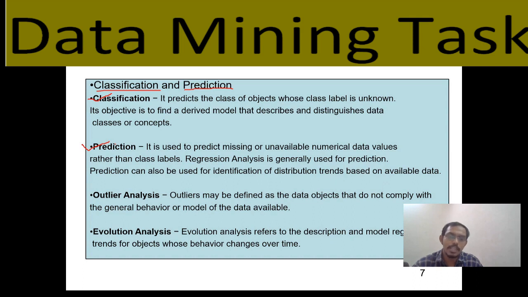So prediction means we have to predict something. Where do we get the information, and how can we predict? We can predict from the historical data. We can predict from the previous data set. So analysis is generally used for prediction purposes. We have some historical data, we analyze this data, and according to the analysis, we predict.